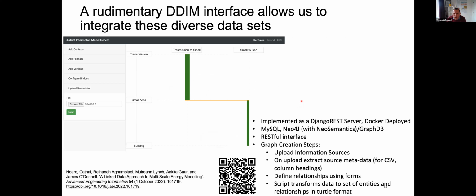We developed a tool that allows us to define those contexts, instantiate them, link our transmission grid to our small areas, which we're all familiar with, or neighborhood level, and then appropriately link with the building instances. And it is very important that once those links are established, we can then pull in information related to all of those individual contexts, link it together and query the entire data set. So it's very, very important.